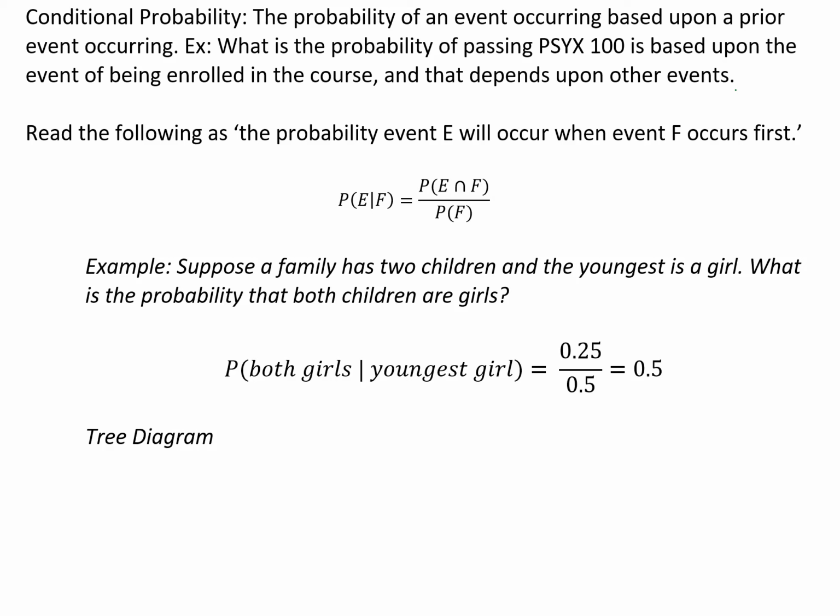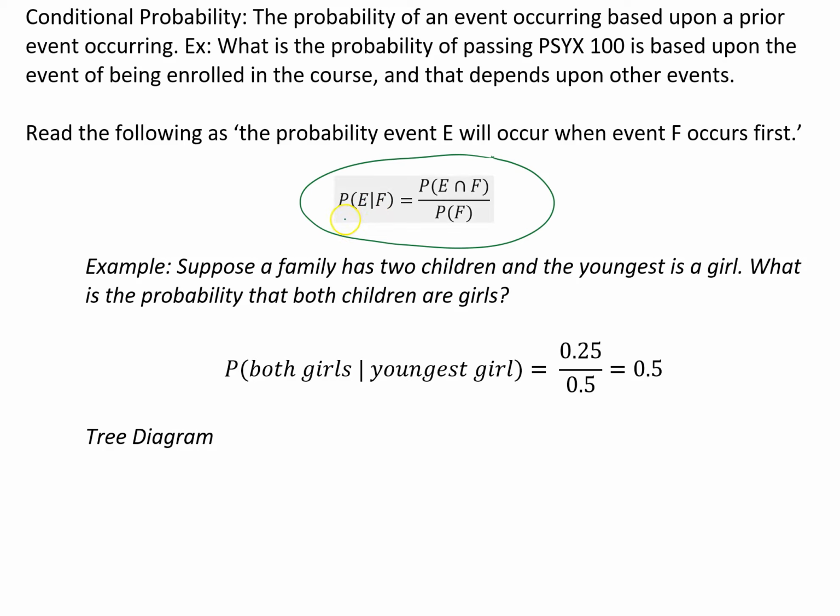So the notation that we need to encounter today has to do with given situations. And here we have a formula. The way that we read this left-hand side is the probability event E will occur when, that vertical line can be called when, event F occurs first. I also like to read this as the probability of E given F. So whichever way you feel comfortable with.